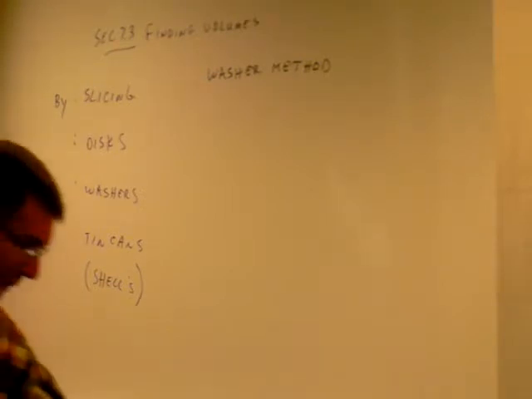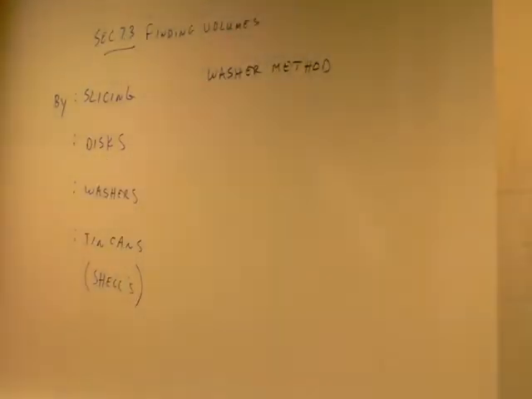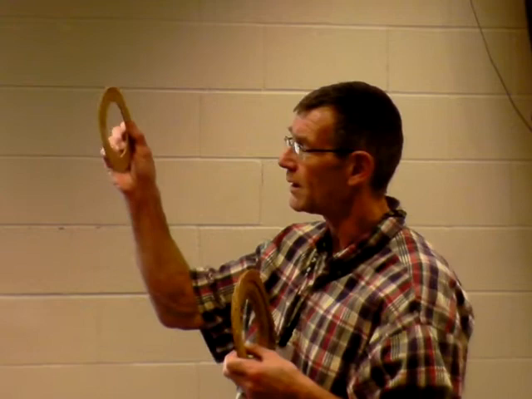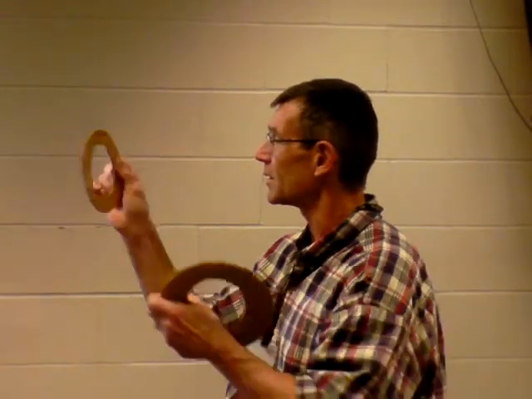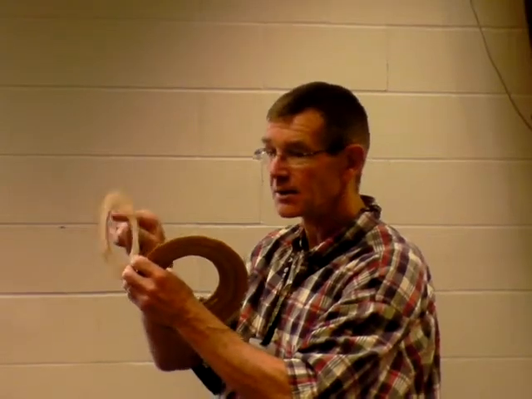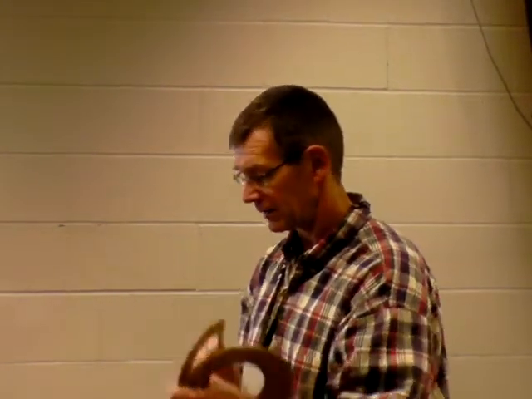Yeah. The only difference between what we just did and the washer method is that the object has a hole in it. Well, all we're doing is slicing it into a bunch of discs. Each disc has a hole in it. So how do you find the volume of the disc? Find the volume of the outside circle, find the volume of the inside circle, and subtract.